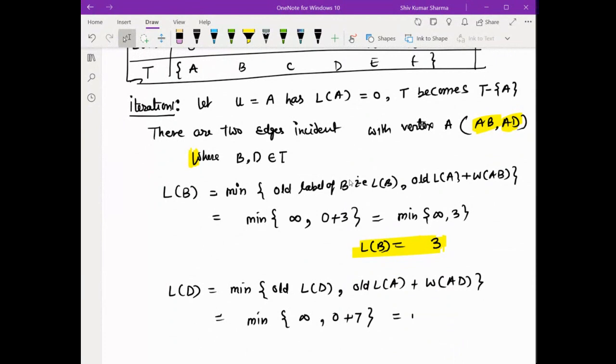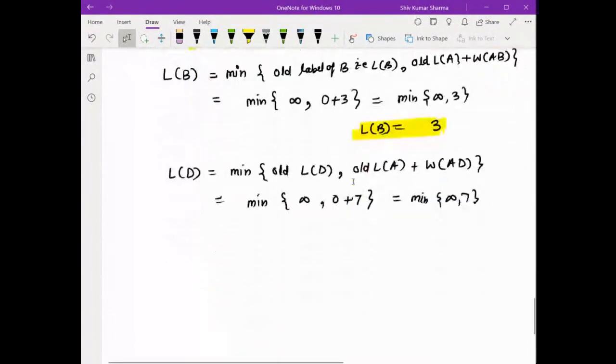Weight of AD is 7. So this is equal to infinity into 7. So what is the minimum value? Minimum value is 7. So the level of D is equal to 7. So we determine the level of both the vertices, that means vertices B and D. Level of D is equal to 7, level of B is equal to 3.